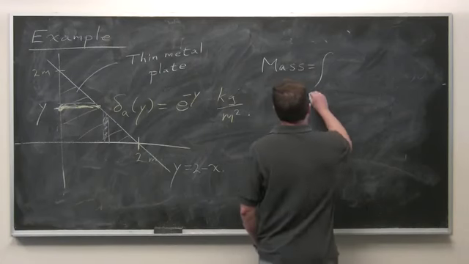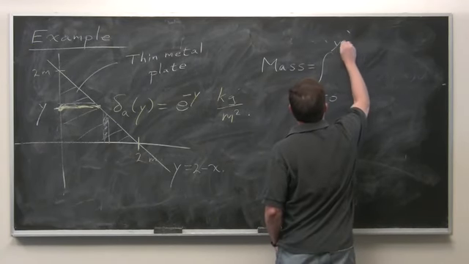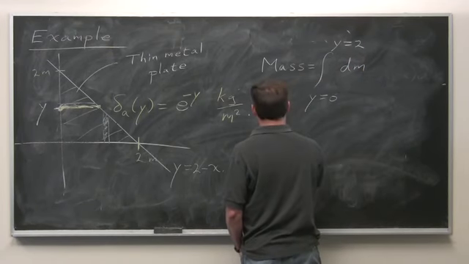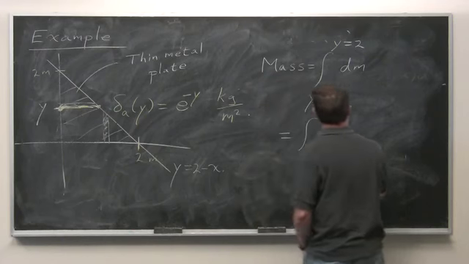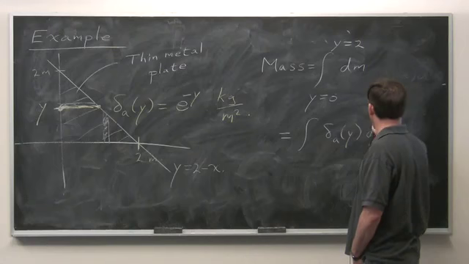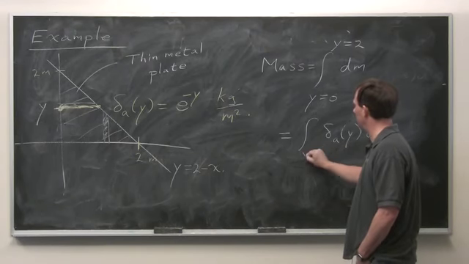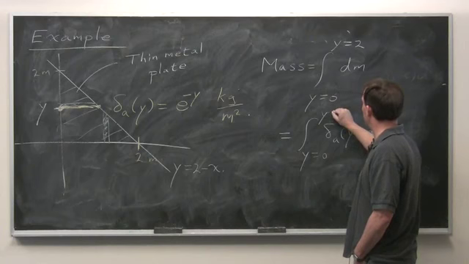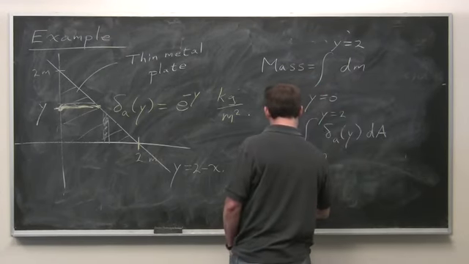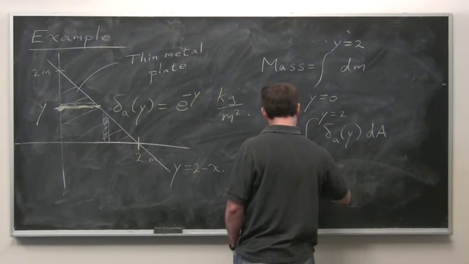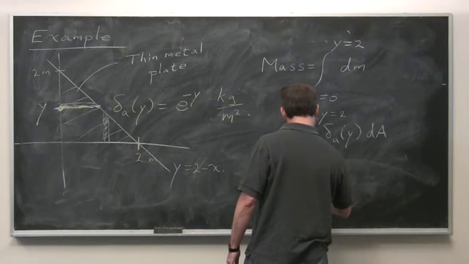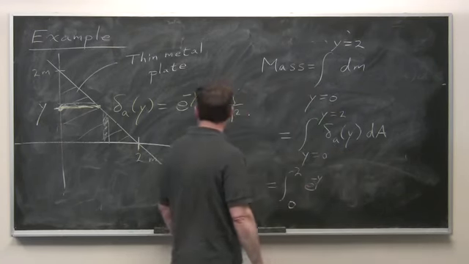So you integrate as y goes from 0 to 2, you add up all the little blobs of mass. But a little blob of mass is the area density times a little blob of area, and you put in the area density function that we were given. So you get the integral from 0 to 2 of e to the minus y, and then dA.